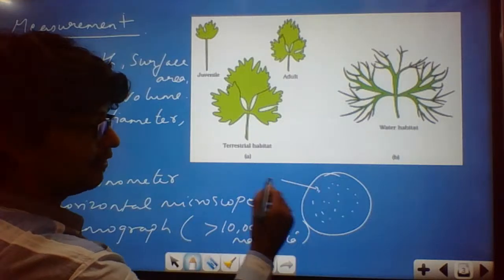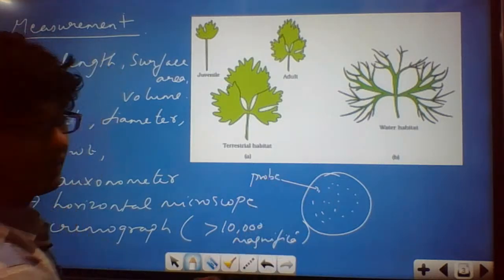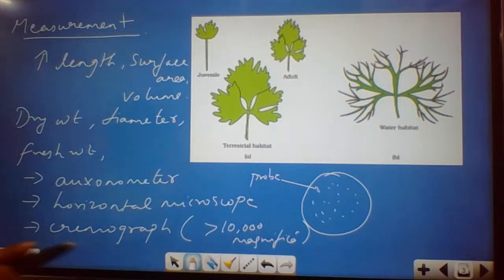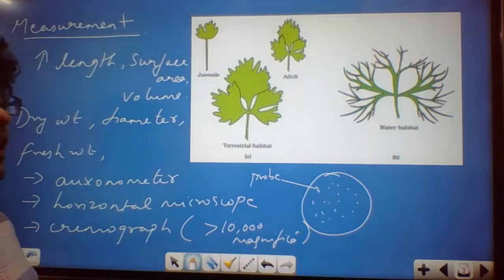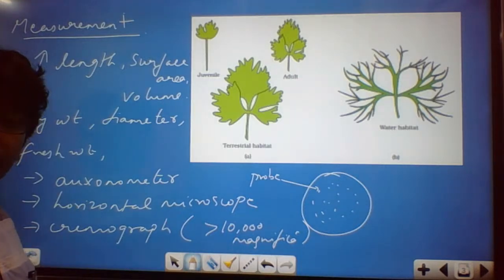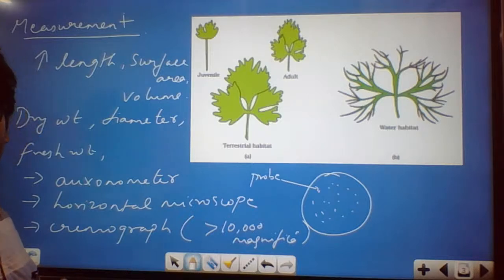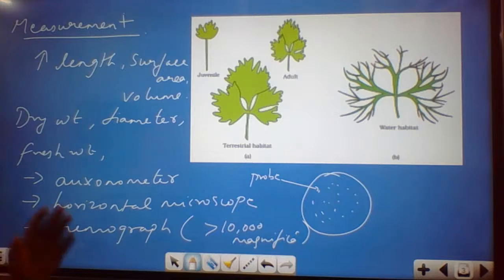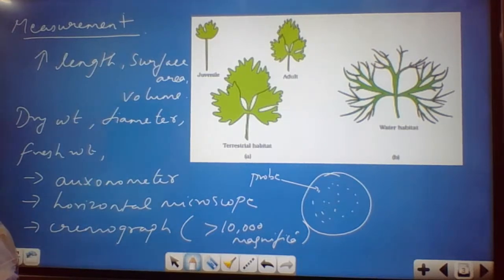There is a technique where we have probe techniques, like digital pen systems, just pressing in that particular area. With the digital, probe-detecting techniques, we can even identify. There are many modern techniques quite available, right? So there are modern techniques available by which we can identify apart from the dry weight, the diameter, the fresh weight, using the auxanometer, horizontal microscope, the crescograph technique. Beyond which we also go with other techniques by which we can calculate or measure the growth of the plant.